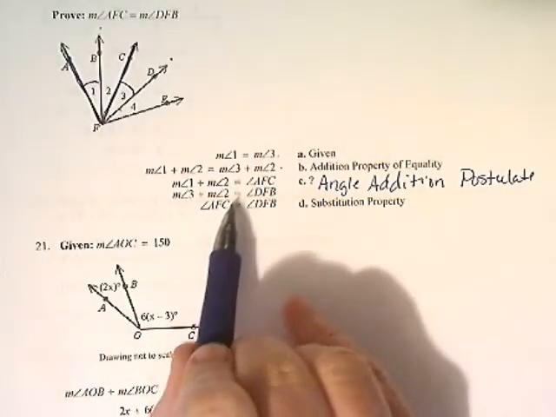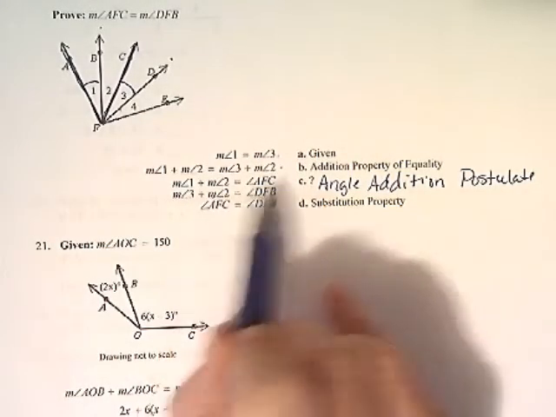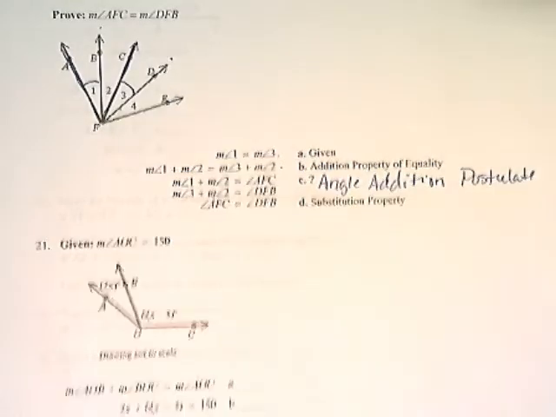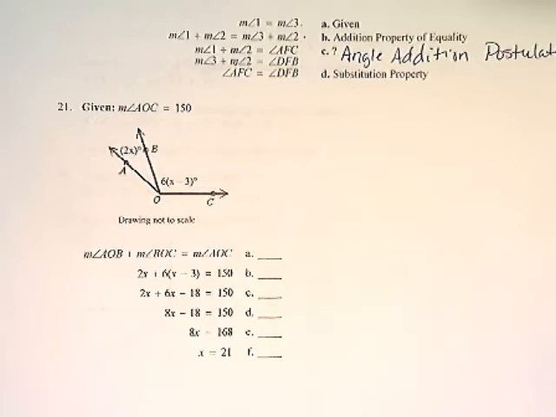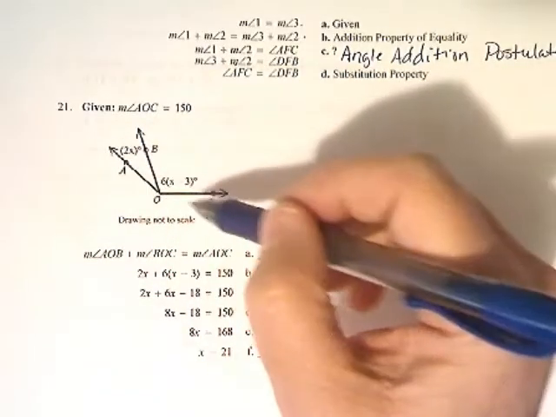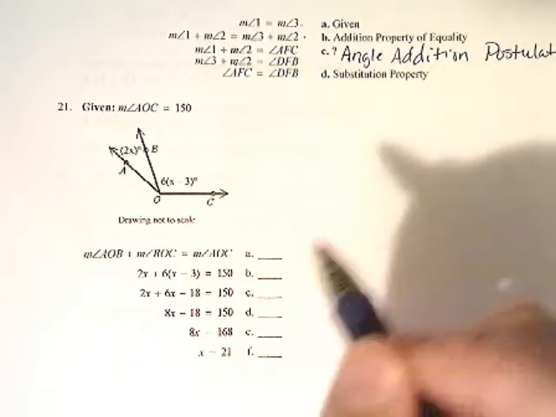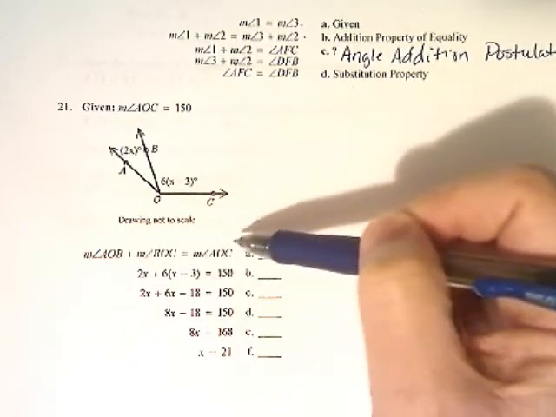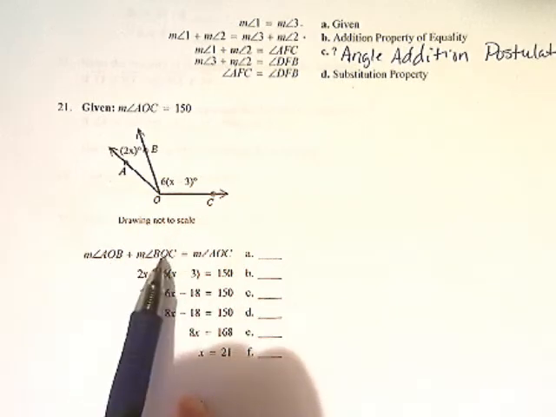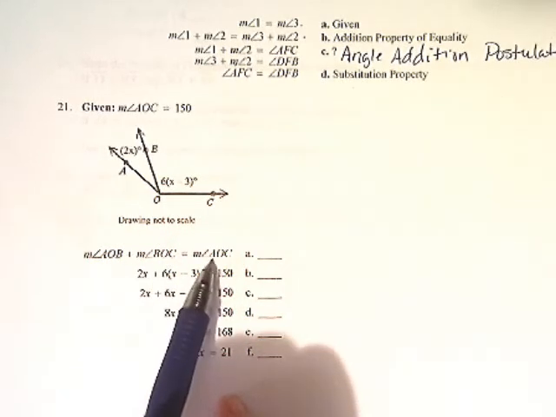And so then we can say that since that and that are equal, these two angles have to be equal as well by the substitution property. Number 21. Given that the measure of AOC is 150, that's that big angle, we start here and we're solving for x. The measure of angle AOB plus the measure of angle BOC equals the big angle.